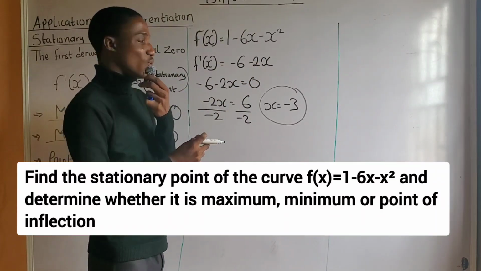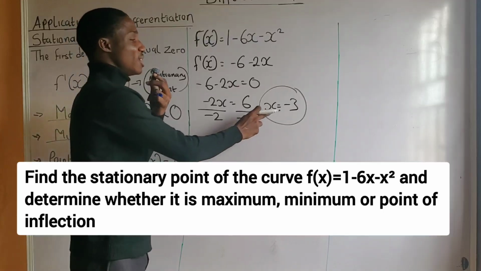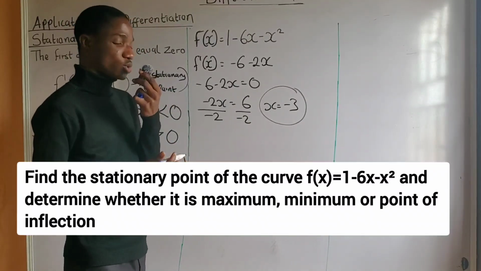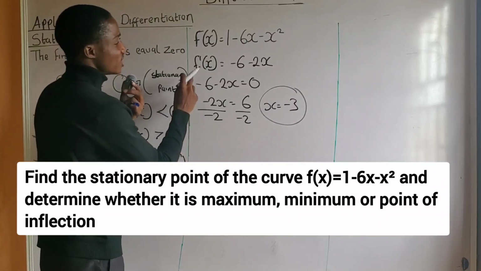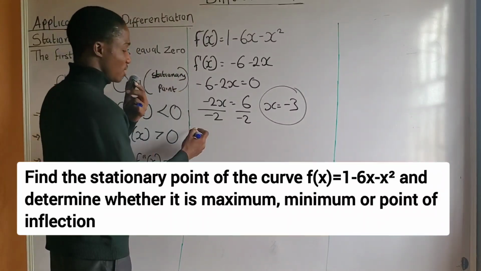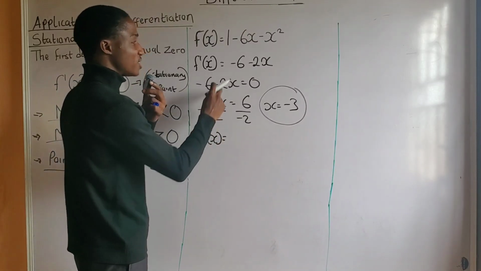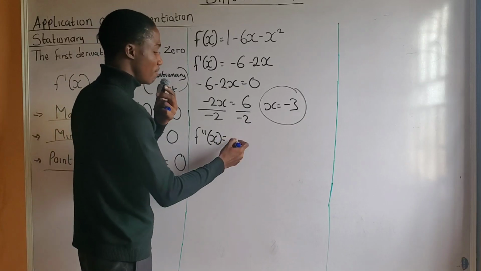Do you understand? Okay, now the next step is that we want to determine whether this stationary point is maximum, minimum, or point of inflection. So we are going to make use of the second derivative test. Do you understand? So I'm going to differentiate this function one more time. So the second derivative of f of x will be equal to differentiate minus 6, I'm going to have 0. Differentiate negative 2x, you're going to have minus 2.